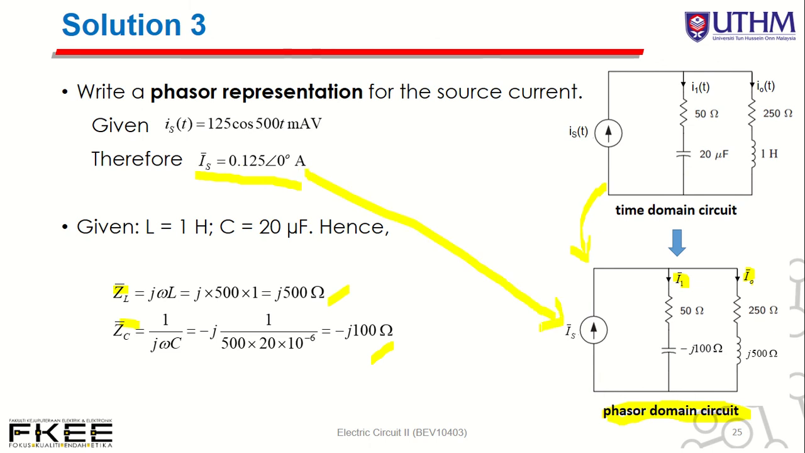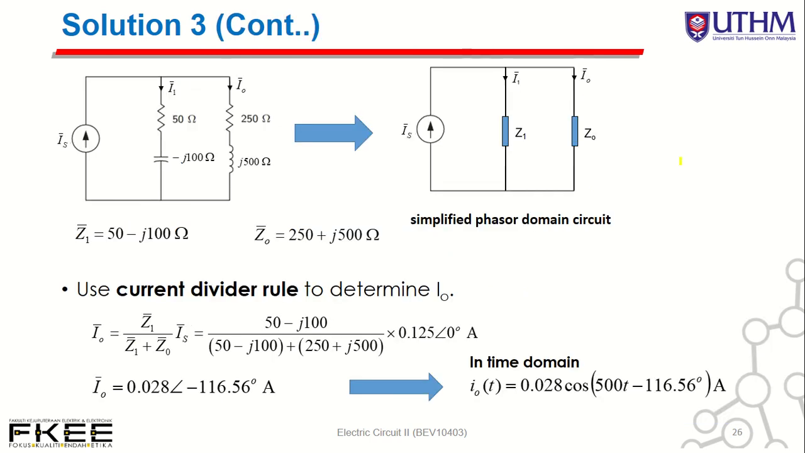Okay, so what you need to do, you can apply the current divider rule to determine I1 and I0. By using the current divider rule, first of all you determine the total Z. Let's say this one you combine becomes your Z1, this one you combine becomes your Z0. So I0, the current through Z0, how to remember the formula: Z1 divided by Z1 plus Z0 times IS. That's the current divider.